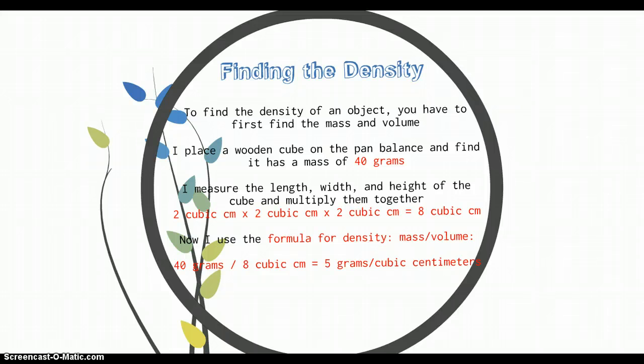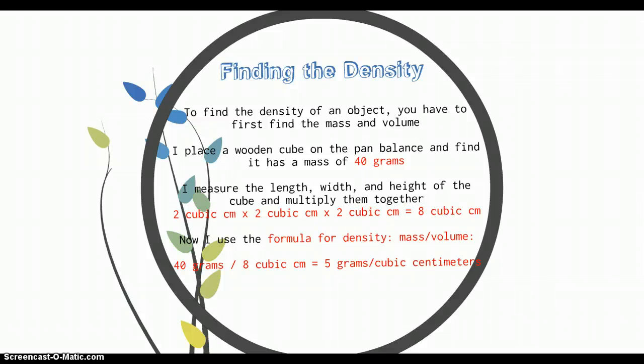Now I use the formula for density, and the formula is listed right there. You just take the mass of the item and divide it by the volume. So in other words, you're taking how much mass an item has in a given space, okay? Because that's what volume is. It's how big something is. So when I take my wooden block, it had a mass of 40 grams. I divide that by the volume of 8 cubic centimeters, and the density is 5 grams per cubic centimeter.